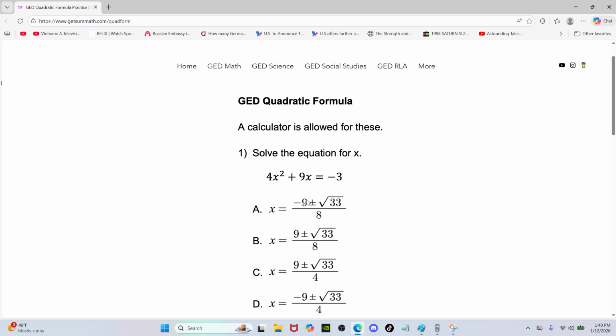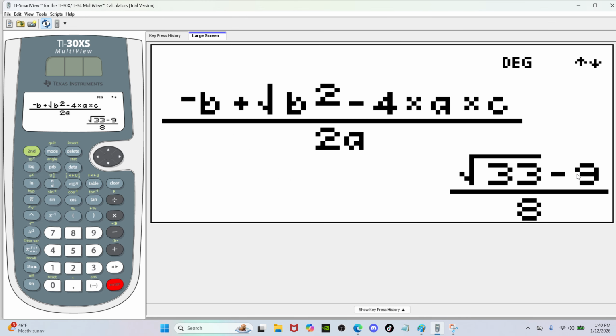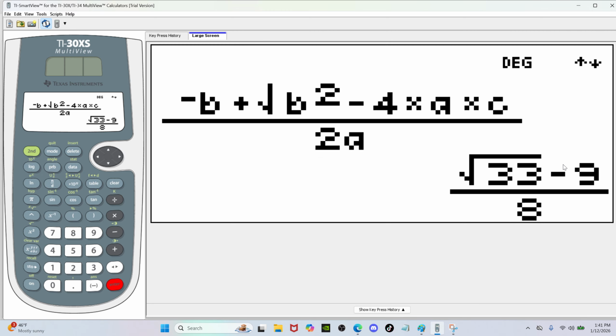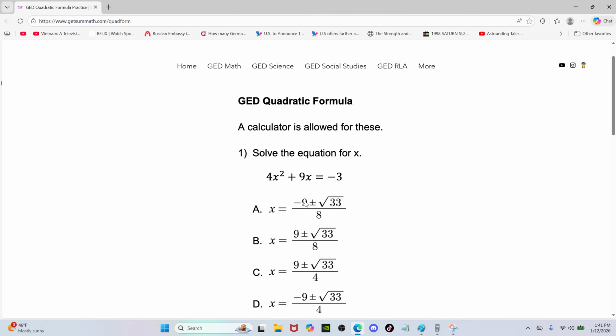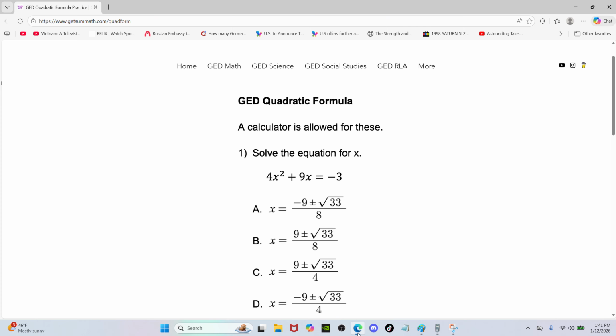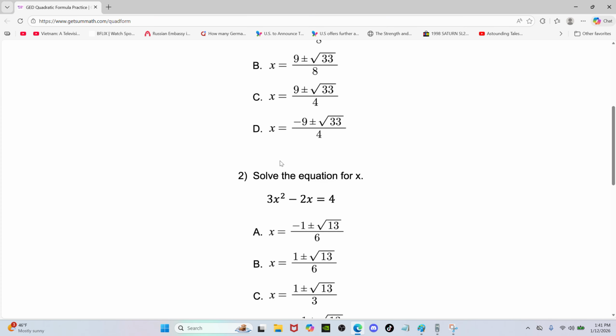So A is going to be the answer for number 1, because it's a negative 9, and it's over 8. It's a little bit different according to the calculator, but trust me, if you get this on the GED test, you'll know it right away. Just keep in mind that it's a negative 9 with the square root of 33 over 8. So as you can see right here, that is a negative 9 with this little insignia right here. And that's how you do it, folks. So for number 1, I got A.